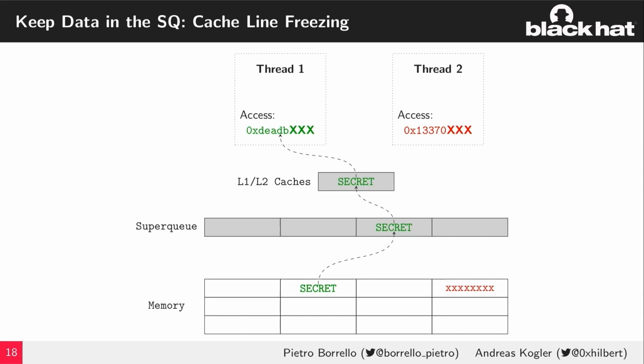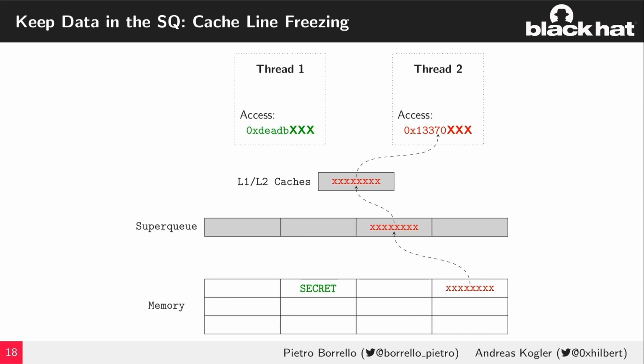Okay. But what happens now if thread 2, at the same time or after the first secret access was performed, accesses the different address? So the access is then replacing that superqueue entry, again brought back into the L1, L2 caches, and forwarded to the register. Wait, now we don't have the secret in the superqueue anymore. We just destroyed what we wanted to leak. Yes, we overwrote our secret. So if we now use the APIC, we get back the other access. So we didn't gain much there.